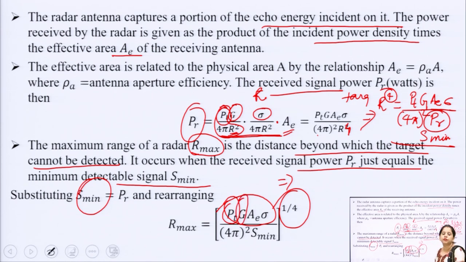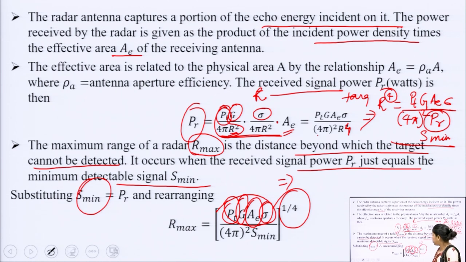The antenna which we are using, its gain should be high. The antenna which we are using at the receiver section, its effective area should be high, because these parameters are under our control, but the sigma, the target, is not under our control. So if we want to increase the value of R max, these three parameters have to be increased.